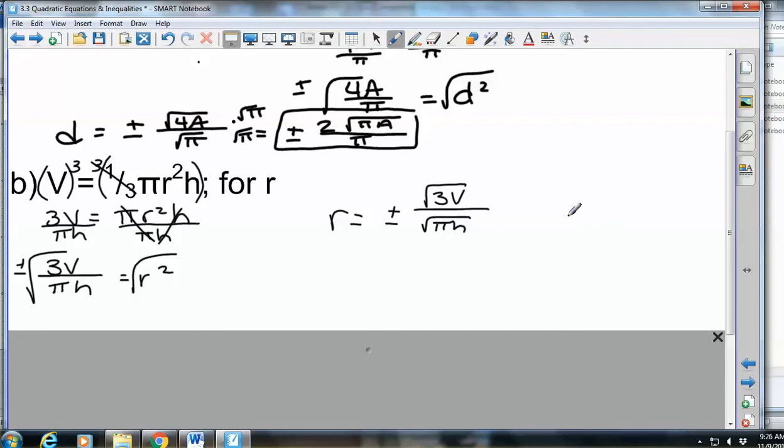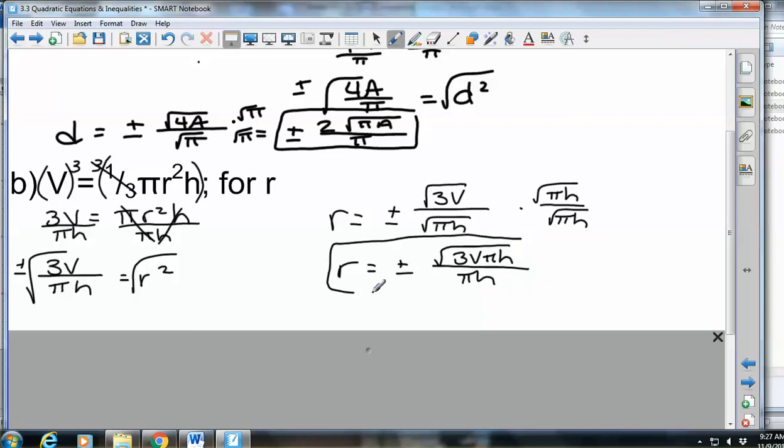Can you leave it like this? Unfortunately not. Just multiply by the square root of pi h on top and bottom. I'm going to put a couple up here for you guys to try, and then we should be at a stopping point.